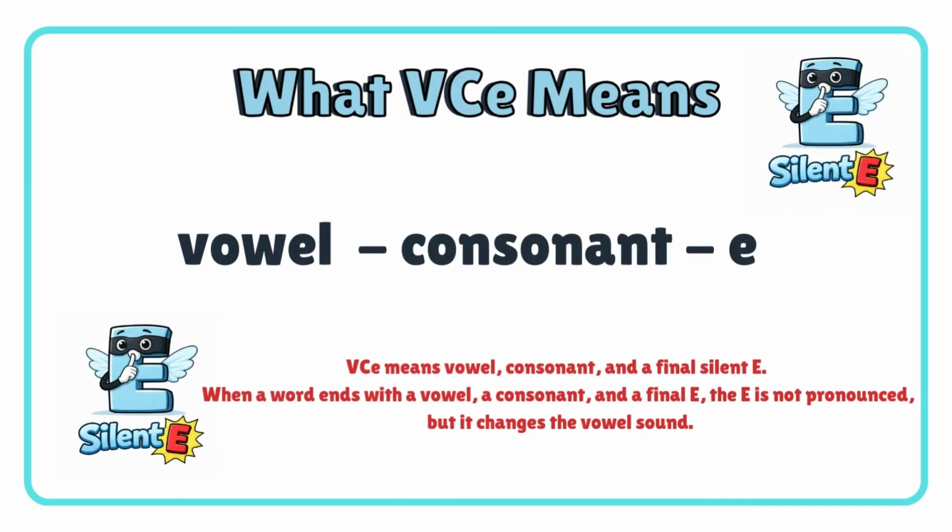VCE means vowel, consonant, and a final silent E. When a word ends with a vowel, a consonant, and a final E, the E is not pronounced, but it changes the vowel sound.